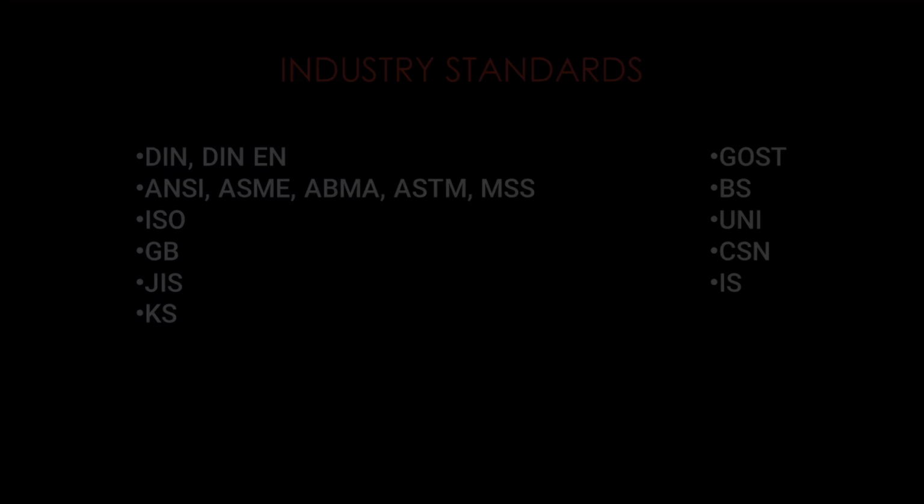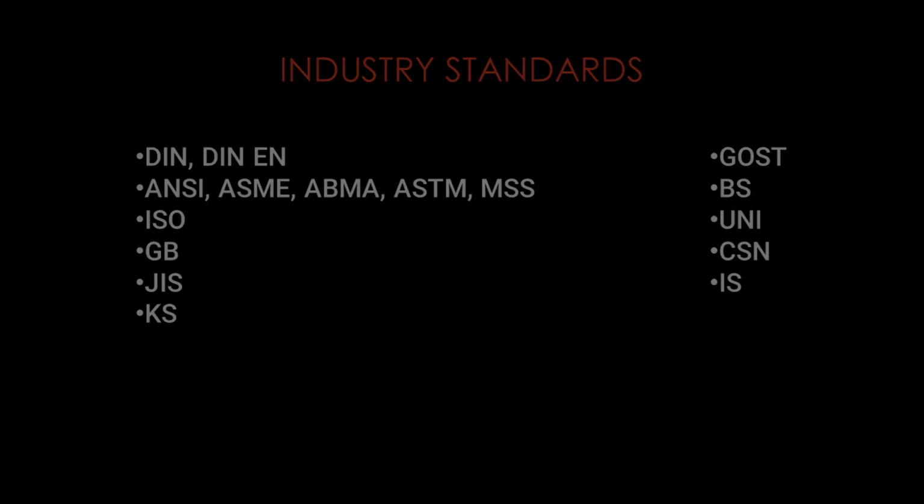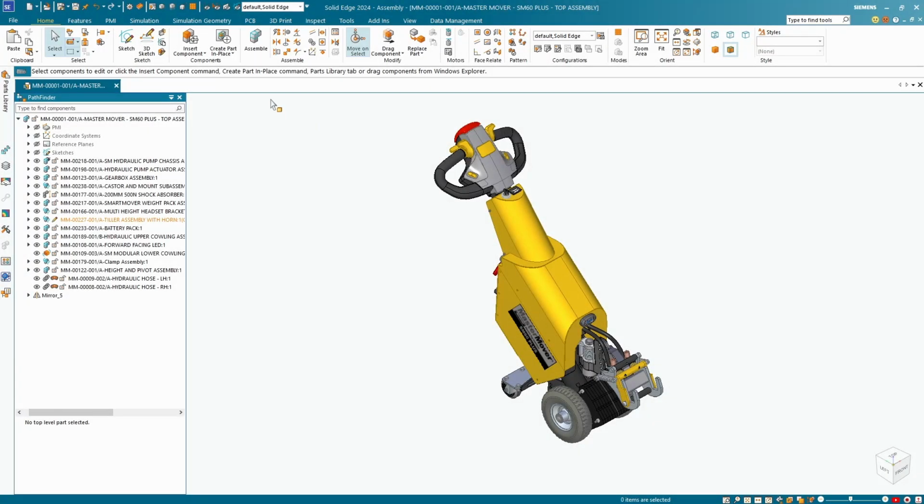Additional libraries, one for machining and one for piping, are available. They grant access to hundreds of thousands of components from various industry standards. There are several features that come with SolidEdge standard parts library. The most general feature is the Insert Standard Part command.